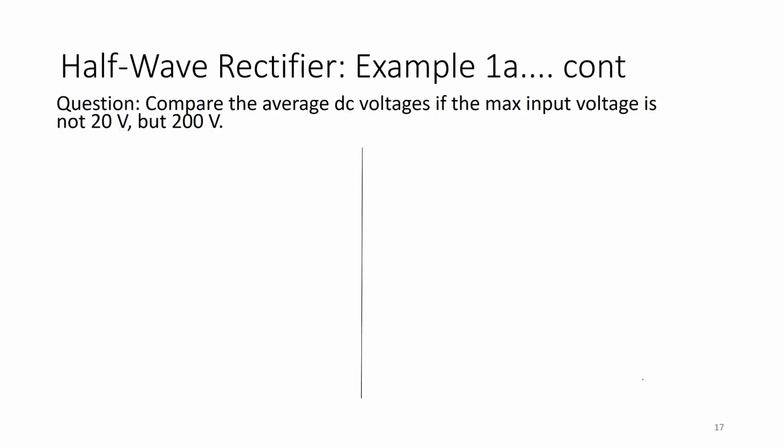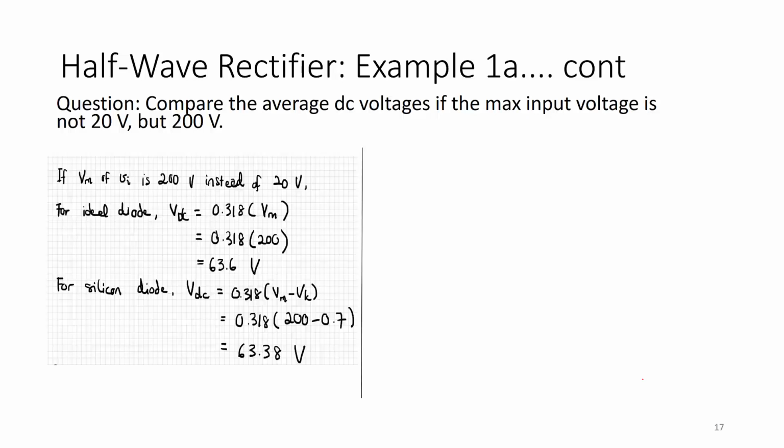Compare the average DC voltages if the maximum input voltage, the Vm of Vin, is not 20 volts but 200 volts. Now let's see what happens when it is 200 volts. For the ideal diode, you get 63.6 volts, from 0.318 times Vm.